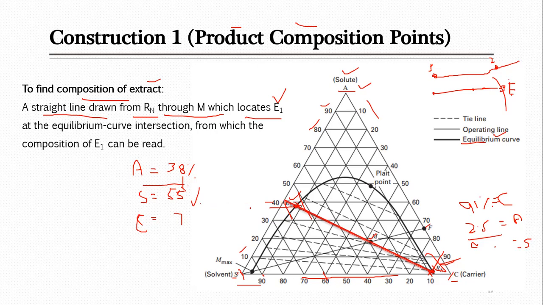stream, because the extract is rich in the solvent, containing a high amount of solvent as compared to the other component which was a part of the feed, which is the carrier. So that's the smaller one. And on the other hand, if you look at the raffinate side, you can see that your S was only a few percent, I think 6-7% more or less, and your carrier is higher in amount, like 91%.